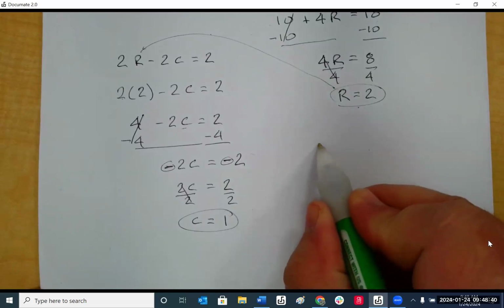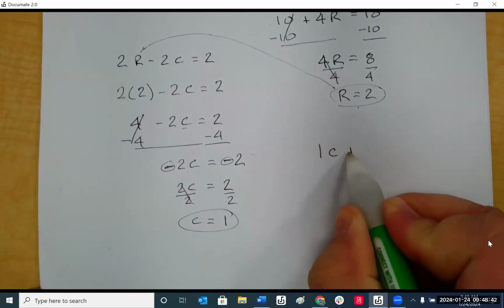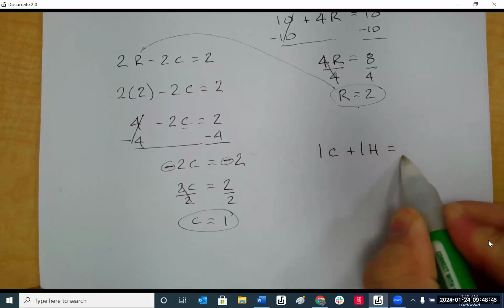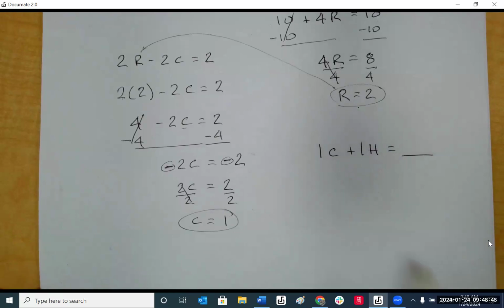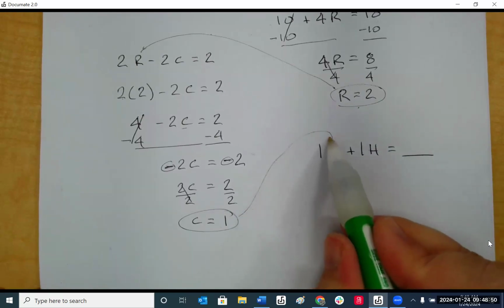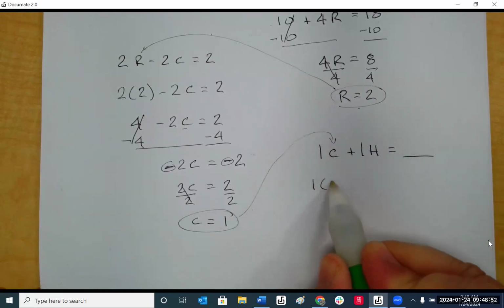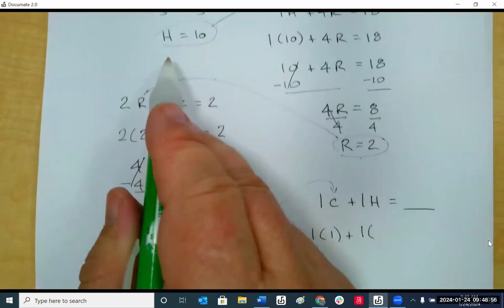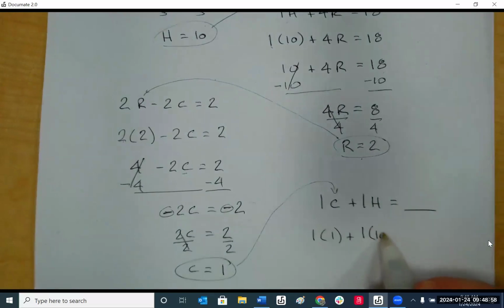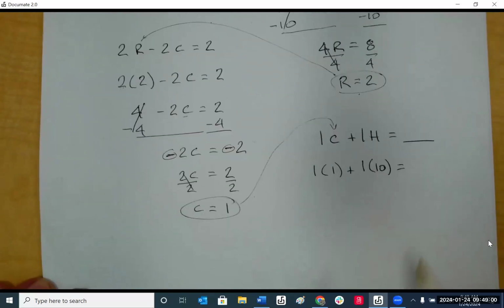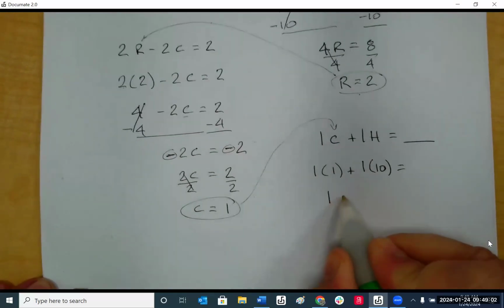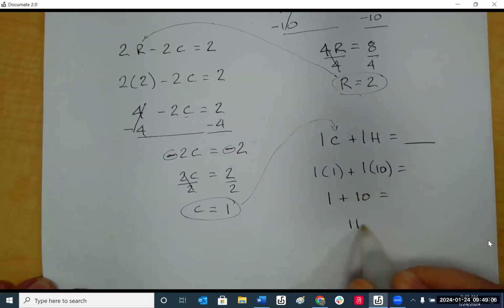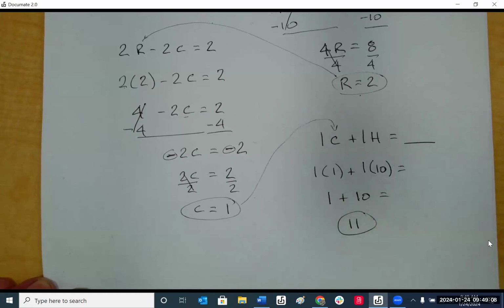And the last equation is 1C plus 1H equals the unknown. We know that C is 1. We know that H is 10. 1 times 1 is 1. 1 times 10 is 10. So the answer is 11.